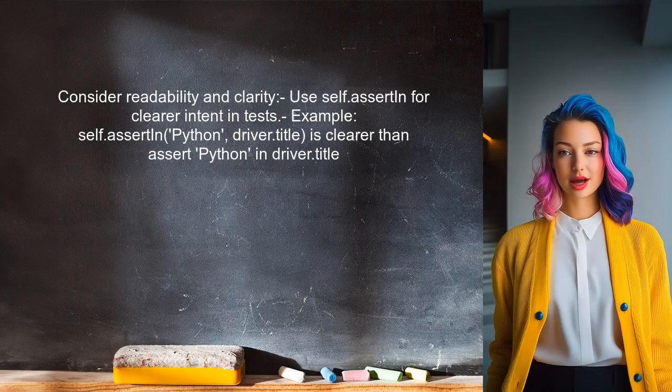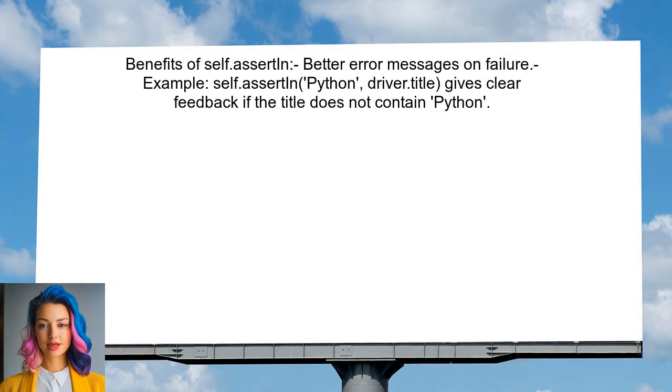Next, the user should consider readability and clarity in their tests. Using self.assertIn can make the intention of the test clearer, especially when checking for membership in a collection. Lastly, the user should remember that self.assertIn provides better error messages when the assertion fails. This can be very helpful for debugging.